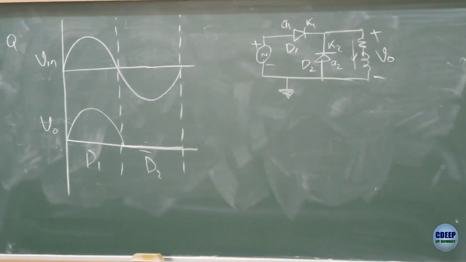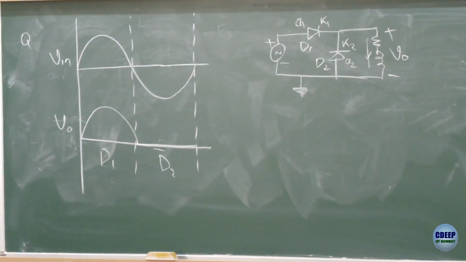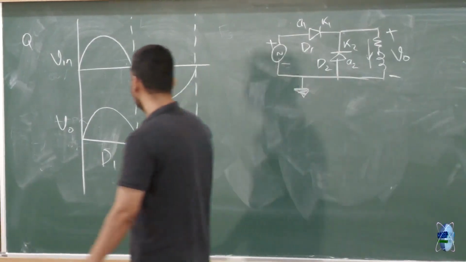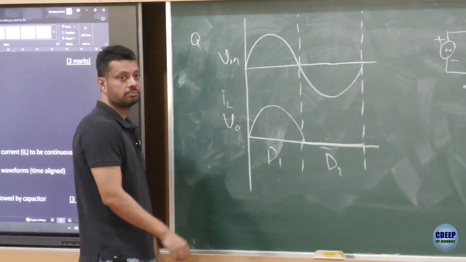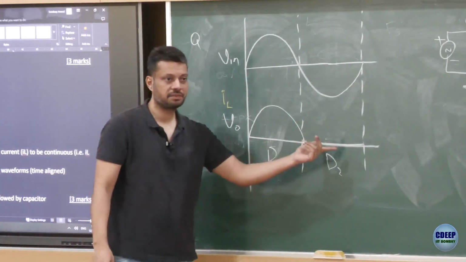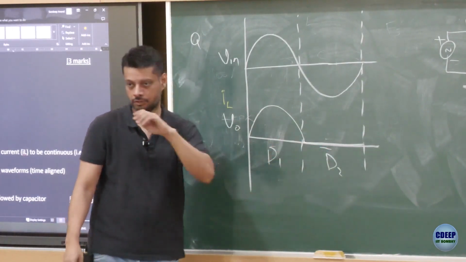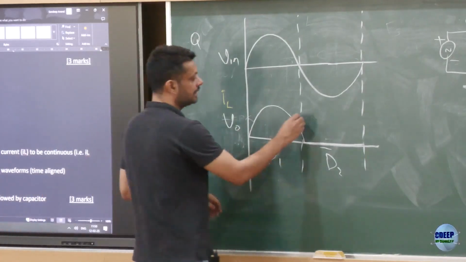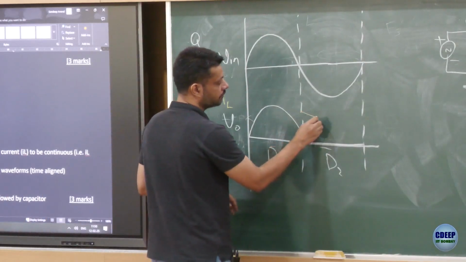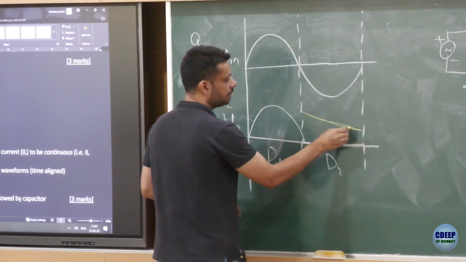Can you draw the approximate inductor current? Okay, let's look at this region first, right? There is no question in this region, your output voltage is 0, so inductor current will drop because of the RL circuit, right? So let's say approximately it is going down like this, okay? Not exactly a straight line, an RL kind of response.